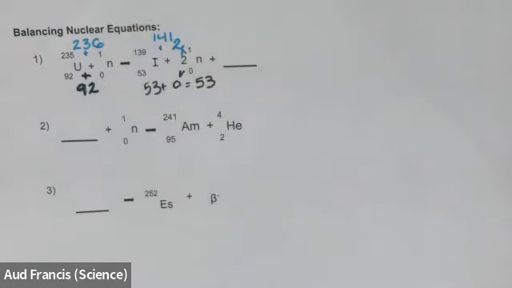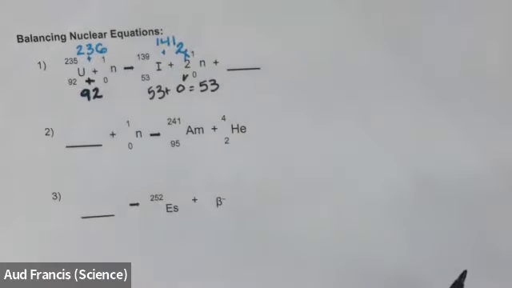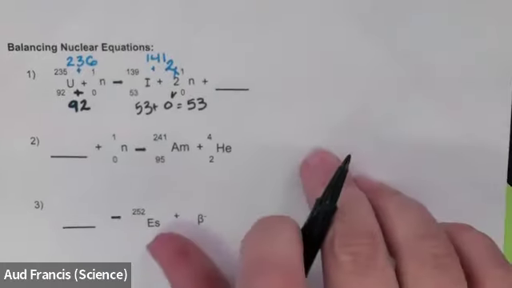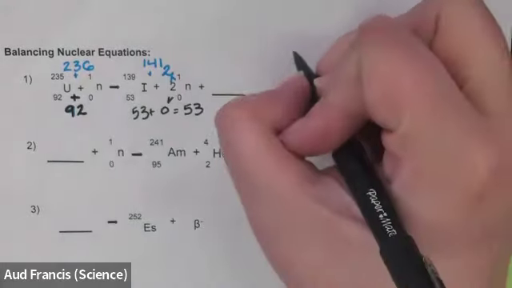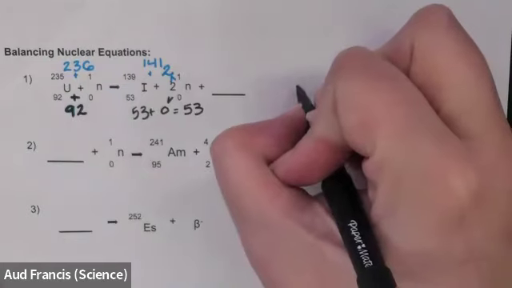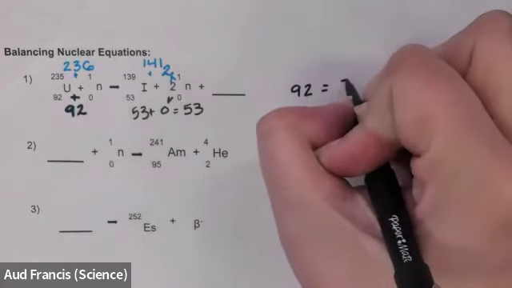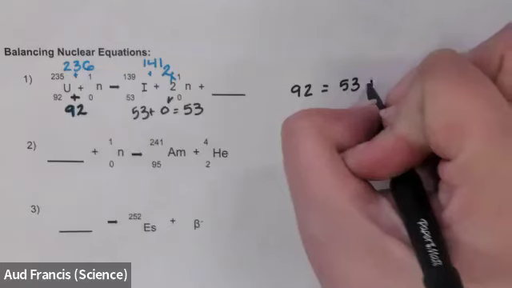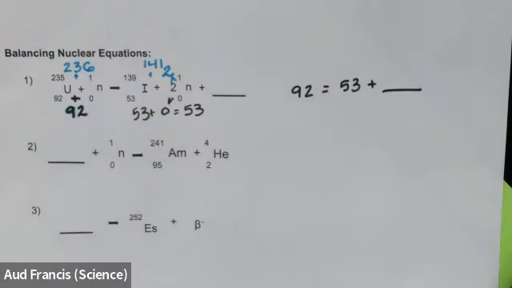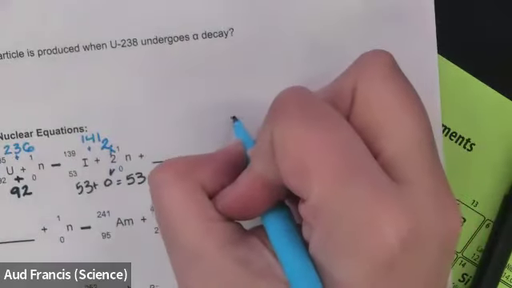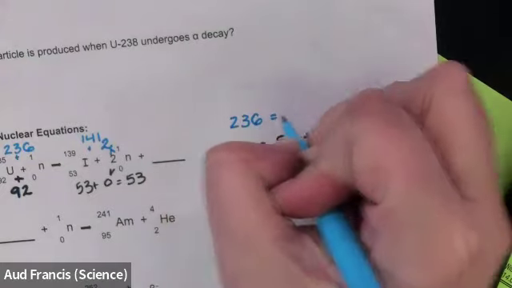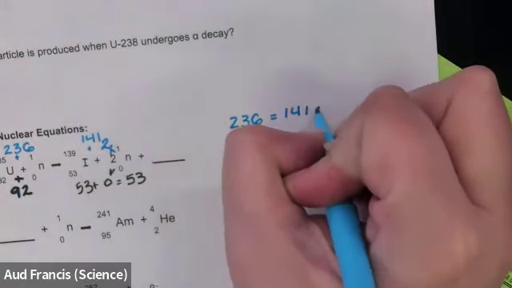The last thing I have to figure out, folks, is what item is going to go into the blank here to help me set these even to each other. So if we're going to do this over in this little area where I have some scratch paper available, what I'm going to do is set up this sort of question. Across the bottom, 92 is equal to 53 plus blank. And across the top, I have 236 equal to 141 plus a blank.